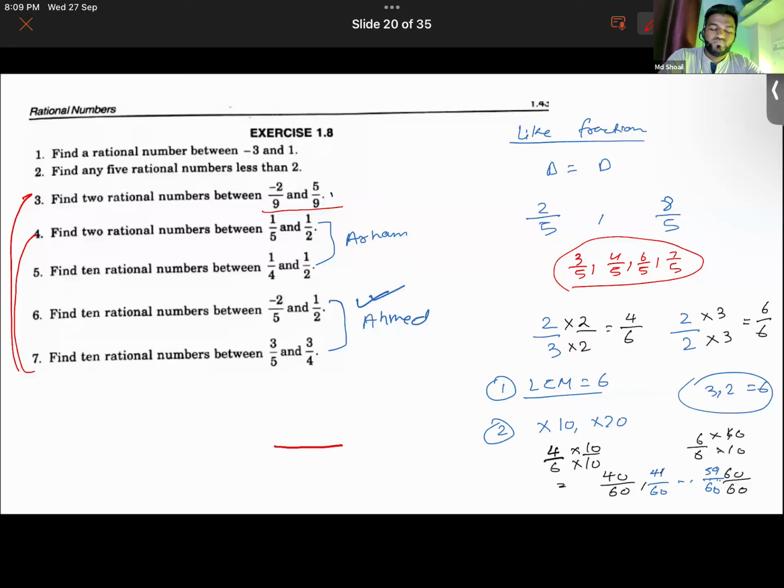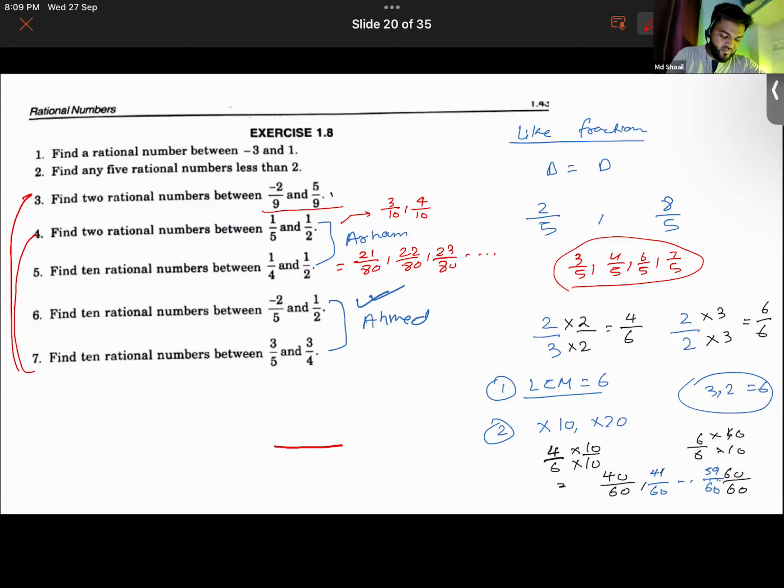I also got it. What is the answer of the first one? The first one is 3 upon 10 and 4 upon 10. And the second one is 21 upon 80, 22 upon 80, 23 upon 80, and so on till 39 upon 80. Okay, got it. Good.